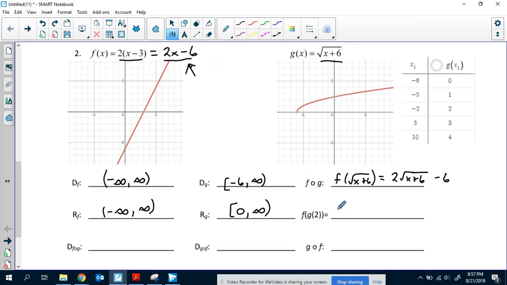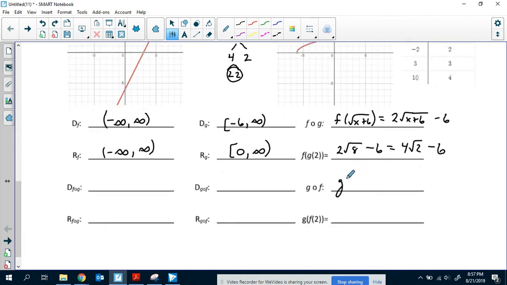Now, f of g of 2, I'm just going to substitute 2 in here. I get 2 times the square root of 8 minus 6. For those of you that remember how to simplify square roots from geometry, we have the square root of 8 is the same thing as 2 times the square root of 2. So I can rewrite this as 4 square root of 2 minus 6.